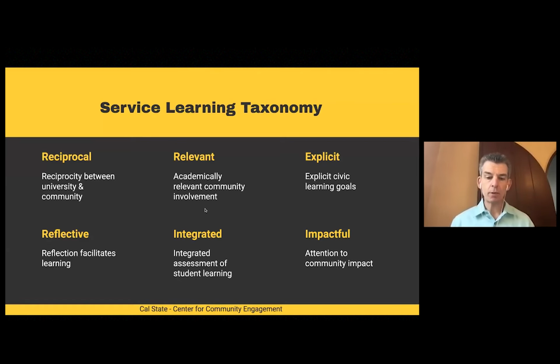Now, the Center for Community Engagement also has a taxonomy where they provide 6 different areas that define aspects of service learning. That the activities be reciprocal between the university and the community. They be relevant. They're academically relevant, but involve community involvement, meeting some needs. They're explicit, where the civic learning goals are clear. They're reflective. As we've described before, we're going to have students engage in reflections to further their learning.